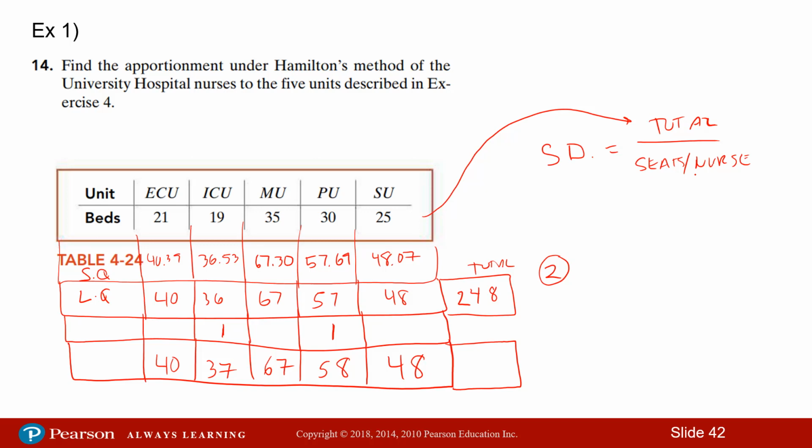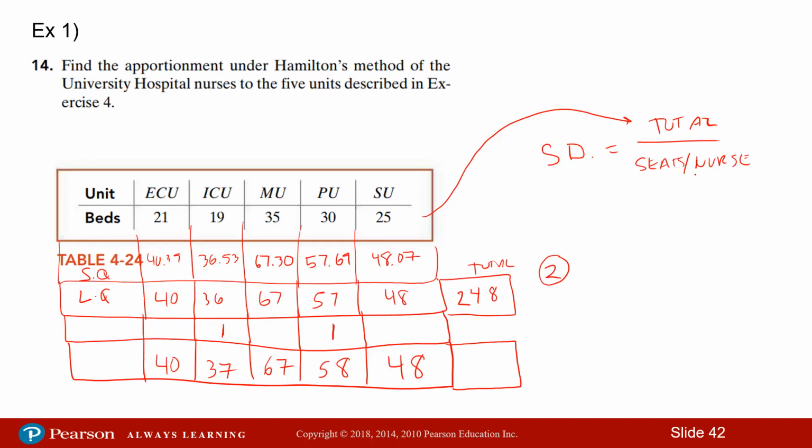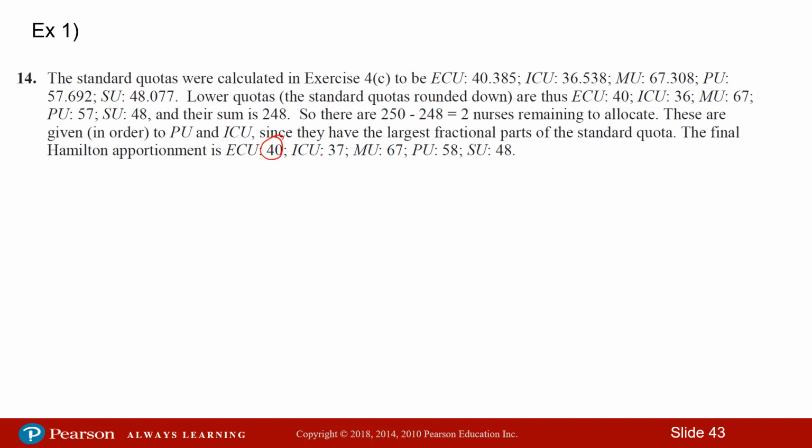So, as a summary real quick, you divide by the standard divisor. You take the lower, rounded down version of it. See how many seats are left. You look at the decimal leftovers. All right, are we good? Okay, let's see if we got them. 40, 37, 67, 58 and 48. Yes. We're good.